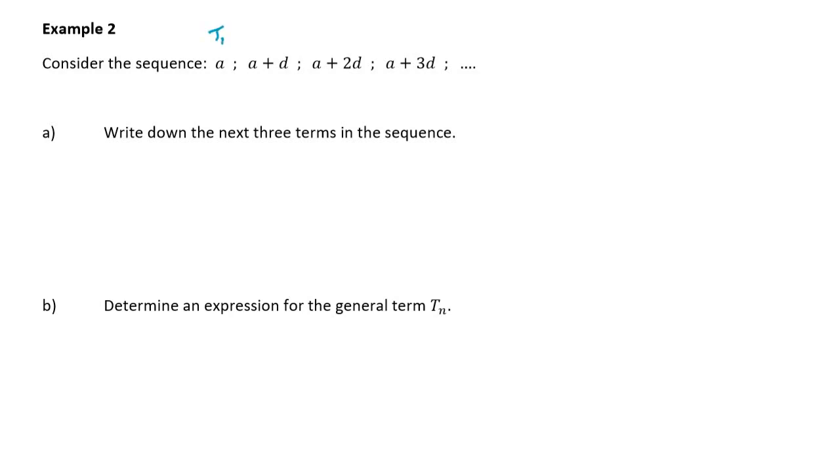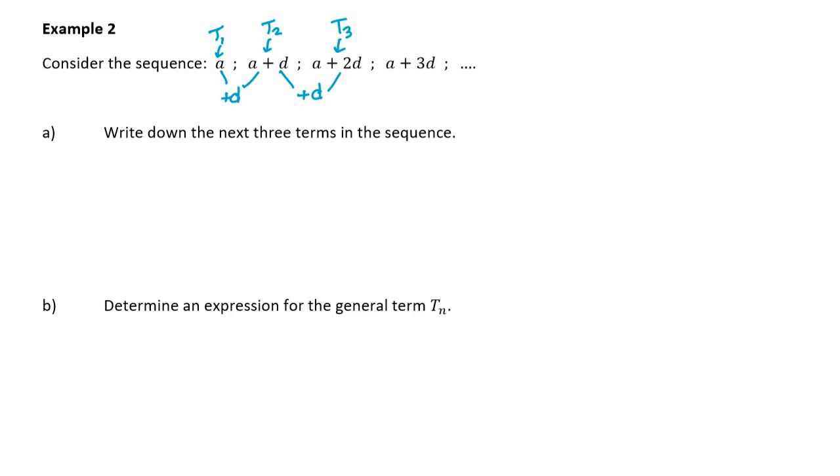First of all, this is T1. T1 in arithmetic patterns always has the symbol A. So A means the first term. This is the second term. Now notice the second term is A plus D. So what have I done to go from the first to the second term? I've added D. This is the third term, and what have I done to go from the second to the third term? I've added another D.